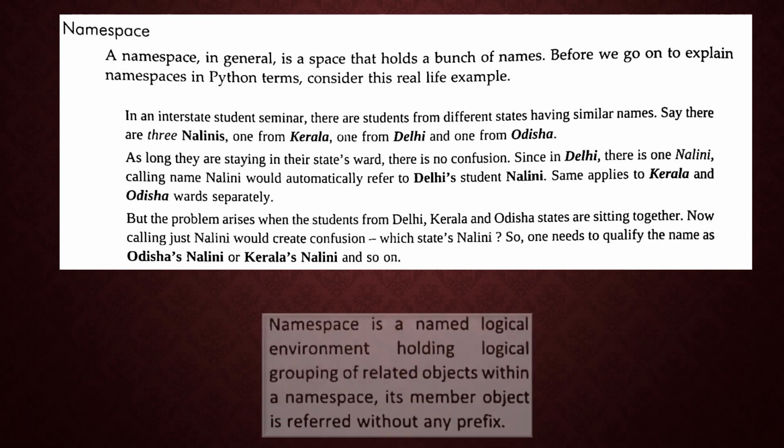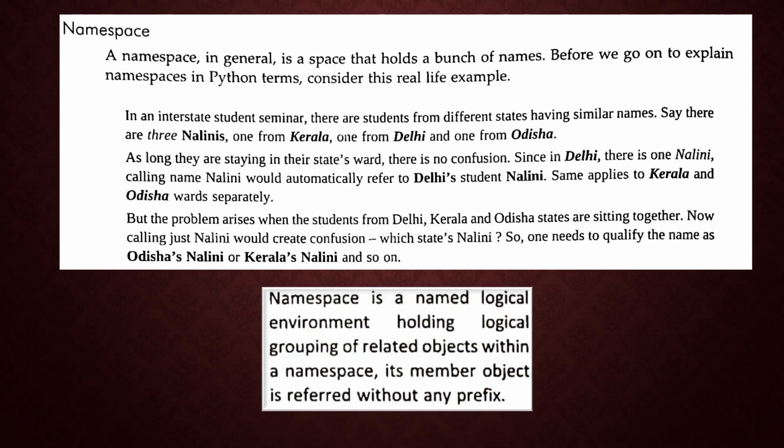So that's why we can say a namespace is a named logical environment holding a logical grouping of related objects. Within a namespace, its member object is referred to without any prefix or without any identification. So it is called a namespace. Let's see what happens in the next slide.